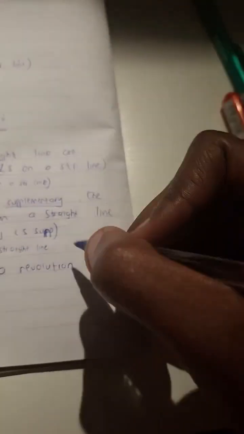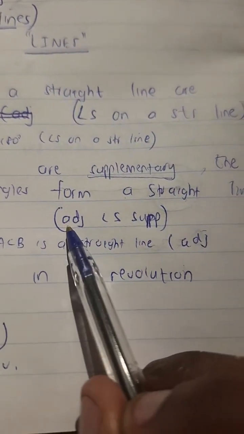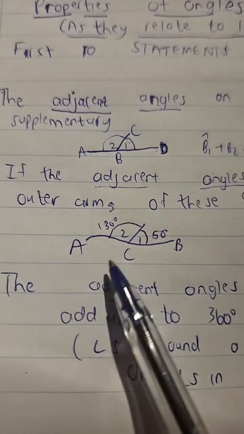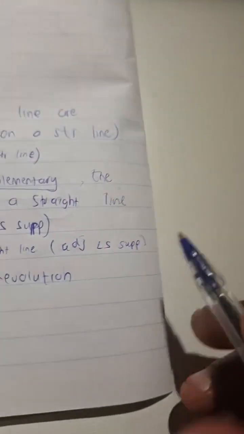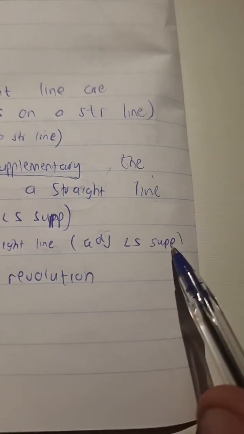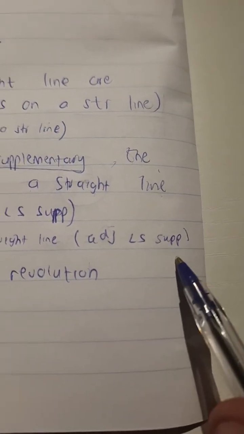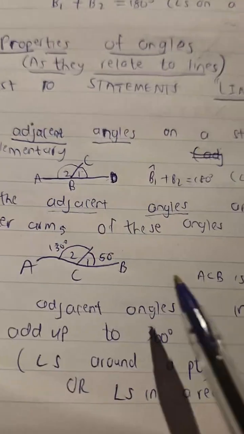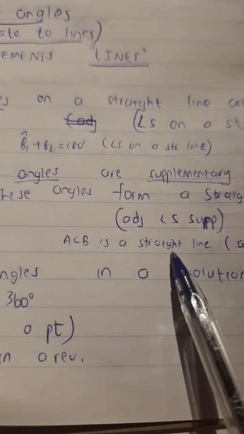What is the reason? The reason is ADJ, meaning adjacent angles. Which adjacent angles? Angle B1 and B2. Adjacent angles sup. What does sup mean? It means that the adjacent angles are supplementary, which means they add up to 180. So that's why we say ACB is a straight line.